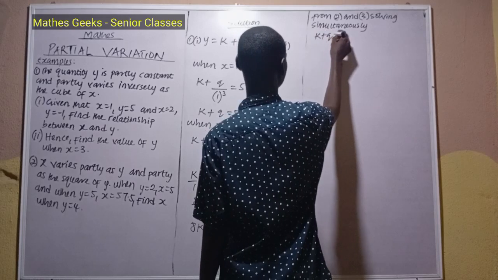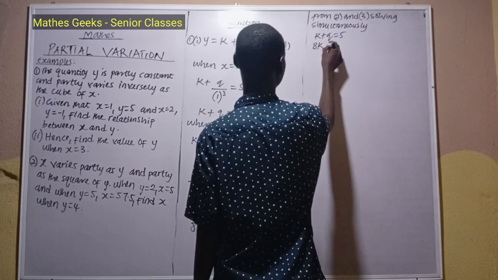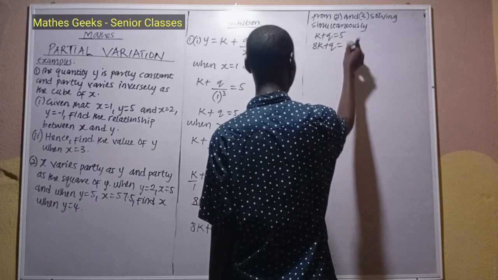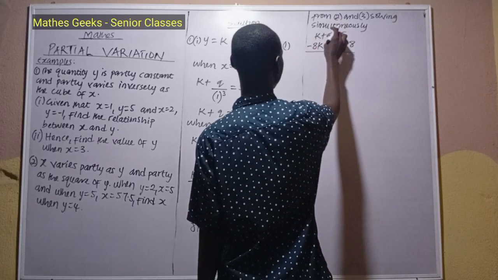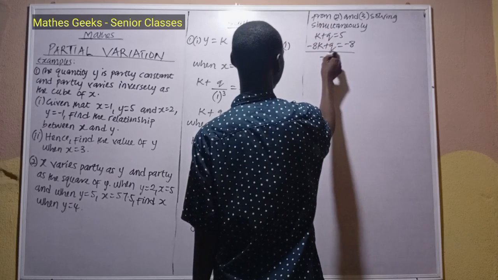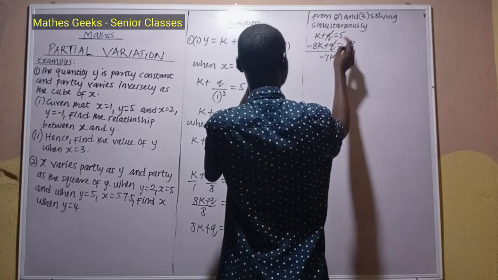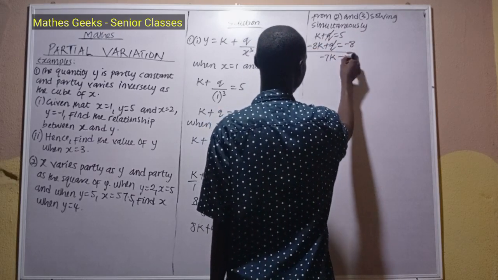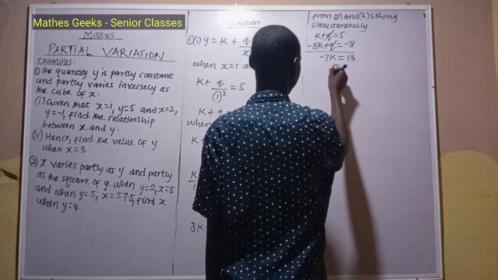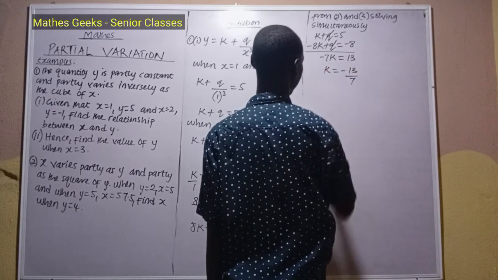k plus q equals 5, and 8k plus q equals minus 8. Subtracting, k minus 8k will be minus 7k, plus q minus q is 0, and 5 minus 8 will give us minus 13. So k is equal to minus 13 over 7.